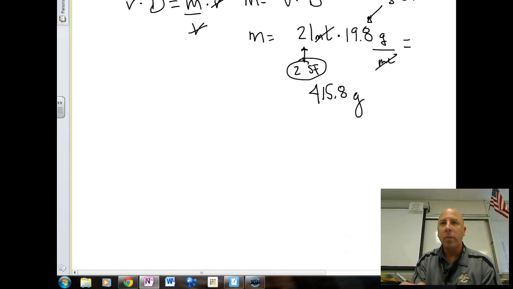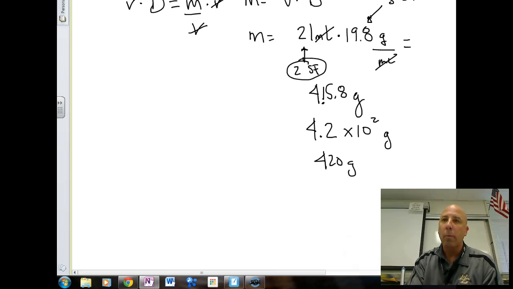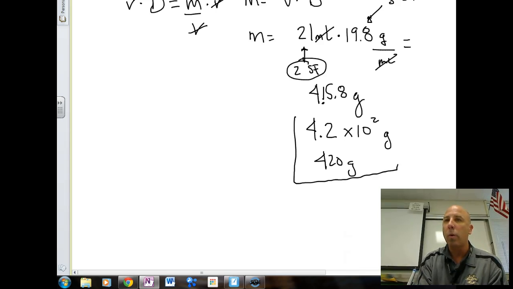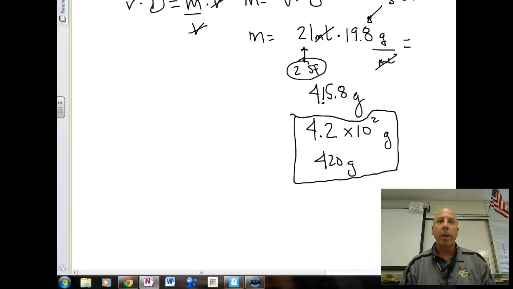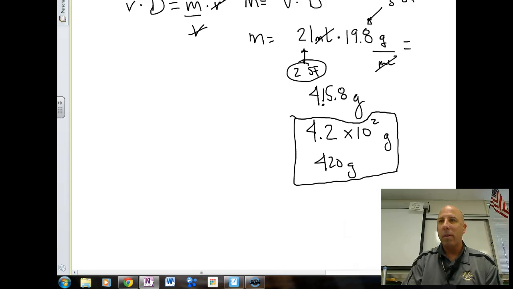Now, one of the ways we could do this is we can just put it in scientific notation, make life easier on ourselves. So 415 rounded to 2 sig figs would be 4.2. We would round the 1 up because we have a 5, times 10 to the second grams, or we could call it 420 grams. Both of those answers would be correct if we rounded it off to 2 sig figs. And there we go. And so that's how we do density problems. Mass divided by volume. There's our formula.